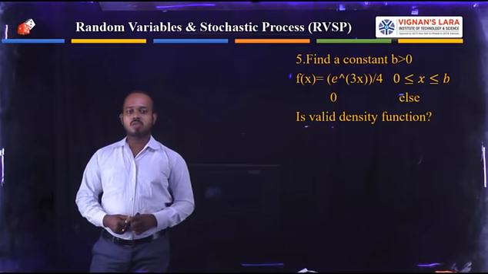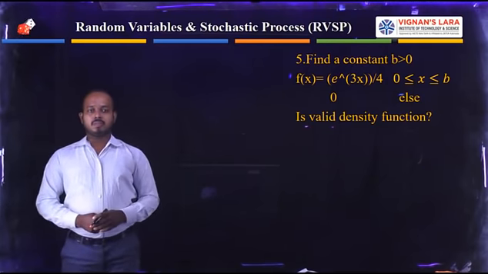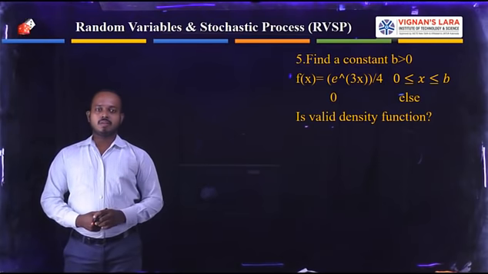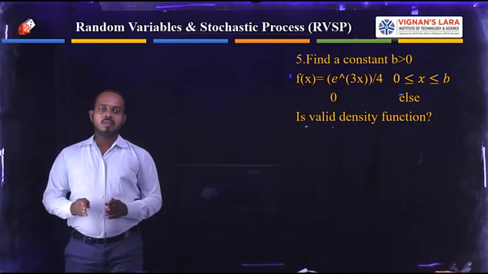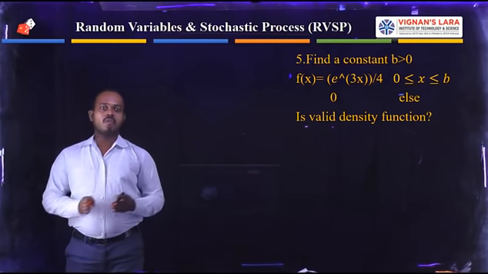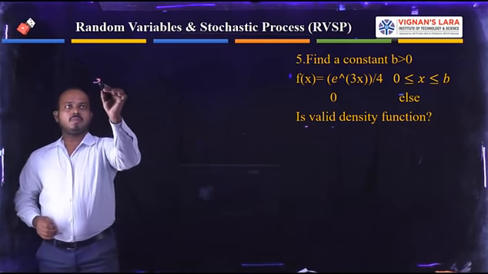But what it is asking is that it must be a valid density function. It says to find the value of b when the density function is valid. Here you can work out the solution for this one.